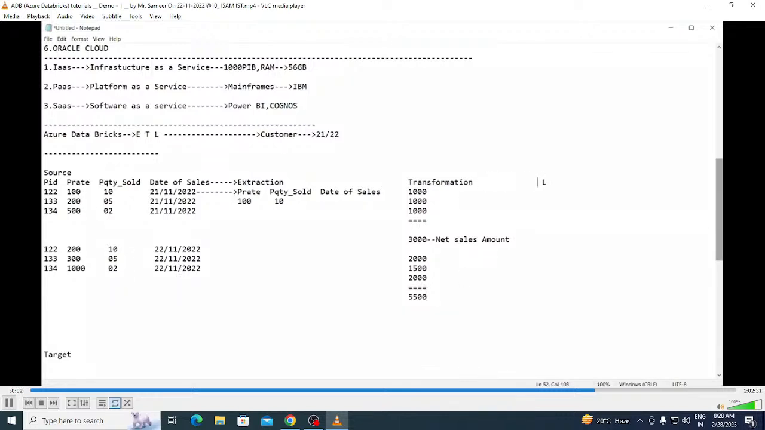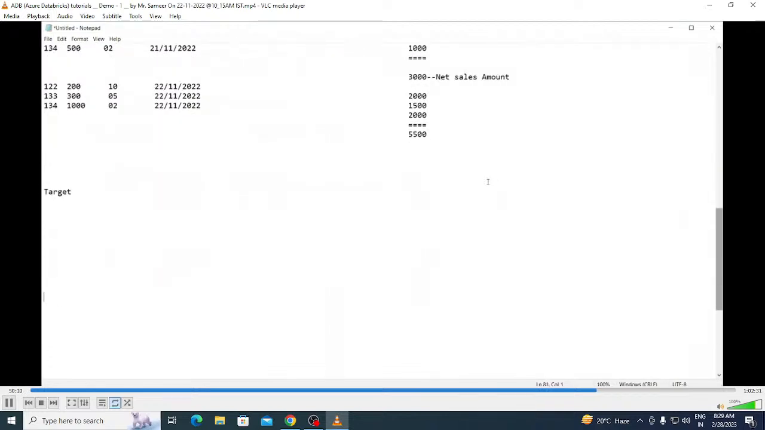It's done now. Finally, you will be loading the data into the target. So how will I load the data? I will load the data like this. See here, I'm loading the data: net sales amount, underscore sales underscore amount. Net sales amount is 3,000.